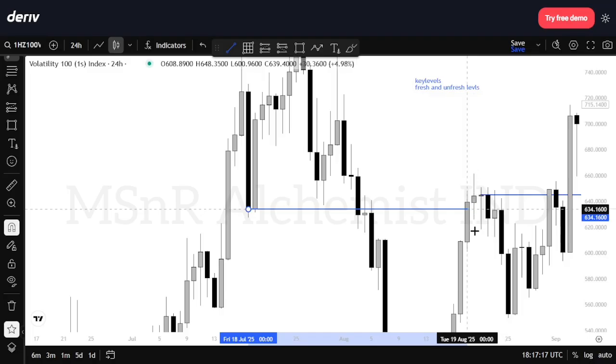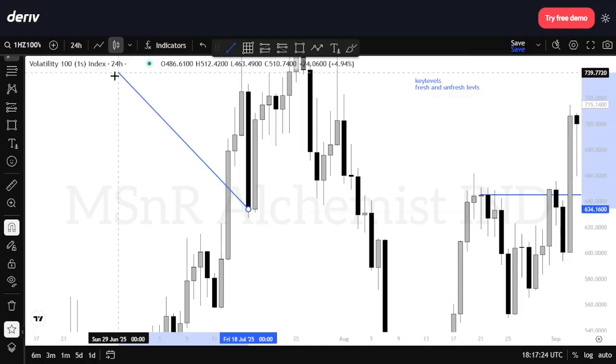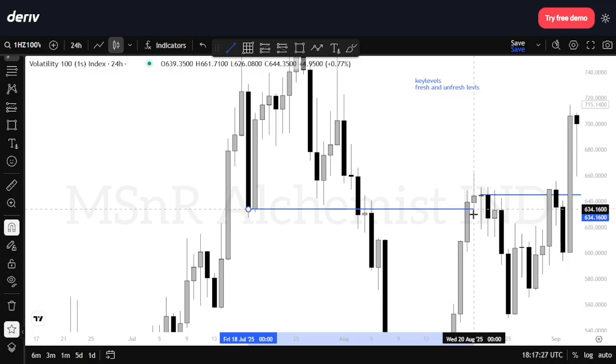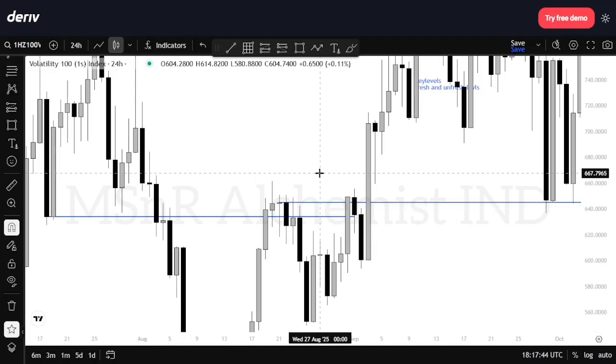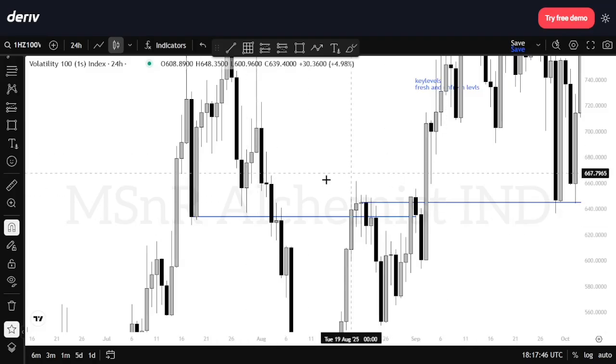So see, this single indecisive candle is more than 100 pips, because we are on the 24-hour, 1 day time frame. It came back, a candle touched it again. We are not going to trade because it is unfresh, and again it becomes fresh by this candle. Again we are trading, again we are not trading, again it becomes fresh, again we are trading. This is how the fresh and unfresh concept is used.